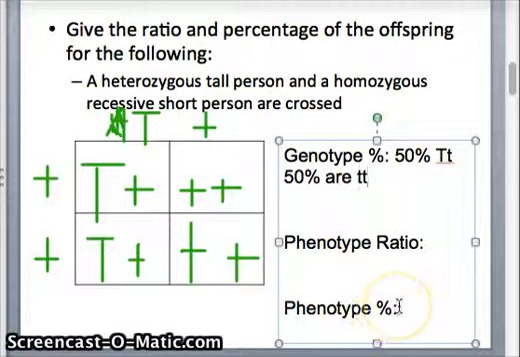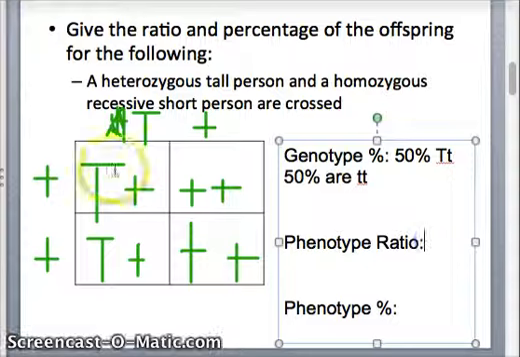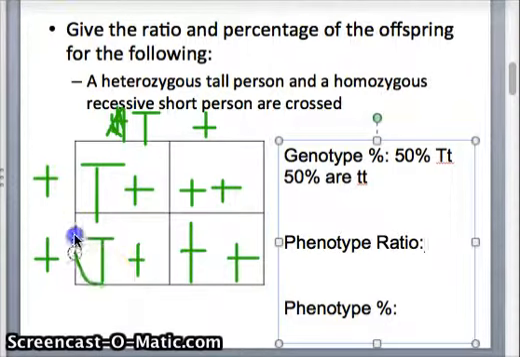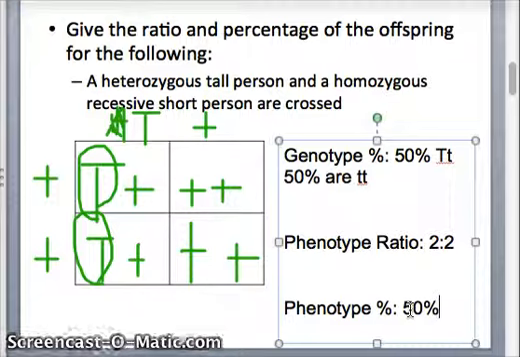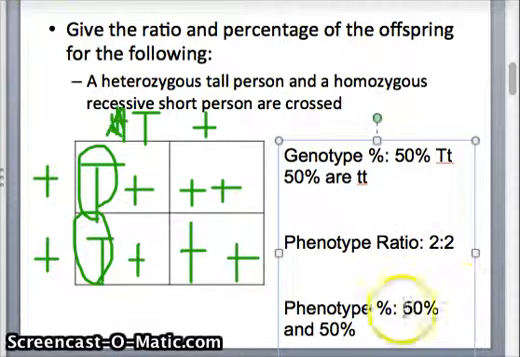Phenotype ratio, I'm not really too concerned with that. Let's just give the percentages here. Well, actually, the ratio. These two, because they have a big T in them, and sometimes I like to just circle all the ones that have a big T, those are going to be the dominant phenotype. So there's two of those, and then there's these two that are going to be recessive. So it's 2 to 2, or just like our genotype percentage, 50% and 50%. 50% dominant, 50% recessive.